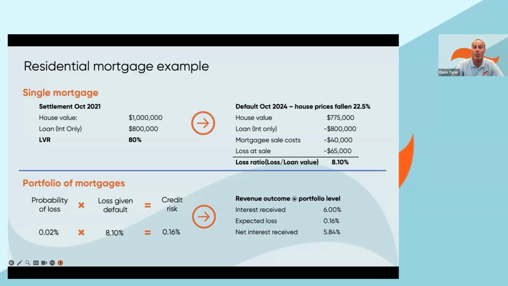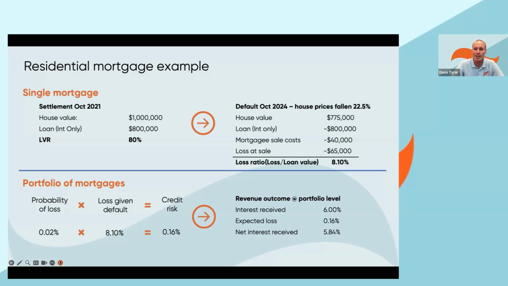Let's try and apply our formula to that now, which is the bottom half of this page. So you've got a portfolio of mortgages. We said figure out what the probability of loss is. So I'm going to use 0.02% here for this, which is 2 loans out of 10,000 that you will have a loss on. Makes sense? So that sounds like a really low number. Further on in the presentation, you'll see that actually that's not too bad an estimate based on the New Zealand and Australian markets looking back in time.